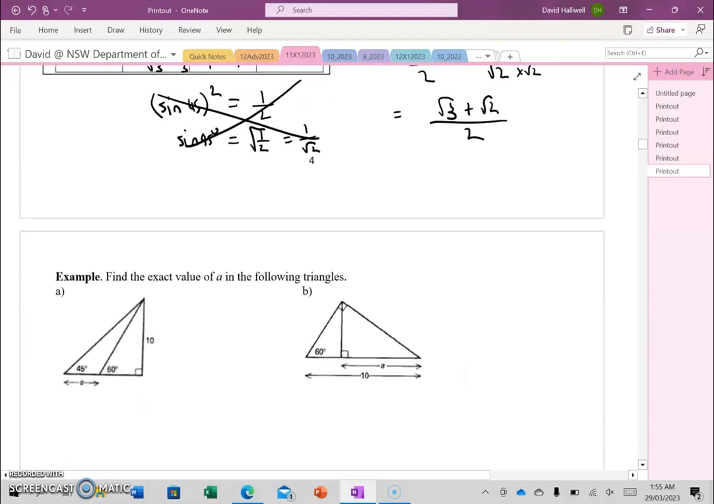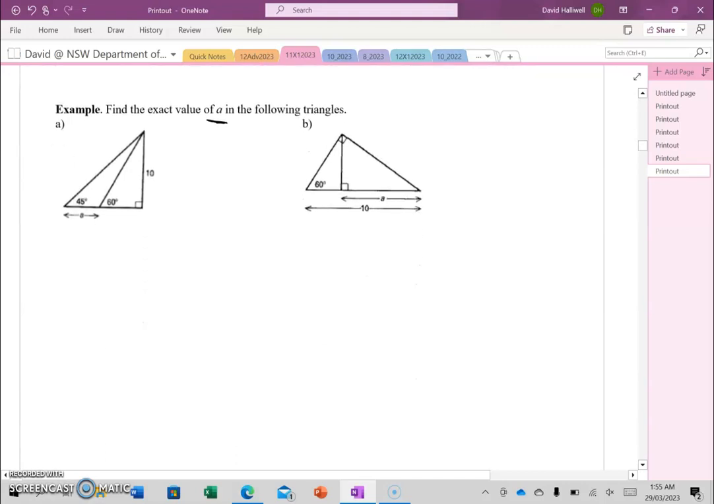Let's do two questions here. There's a few questions like this in your textbook. Find the exact value of A for the following triangles. Alright, so these are two triangle problems. Sometimes it's good to introduce variables here.